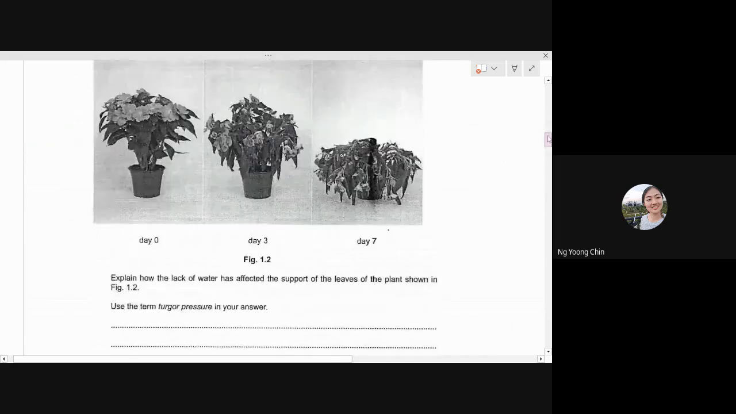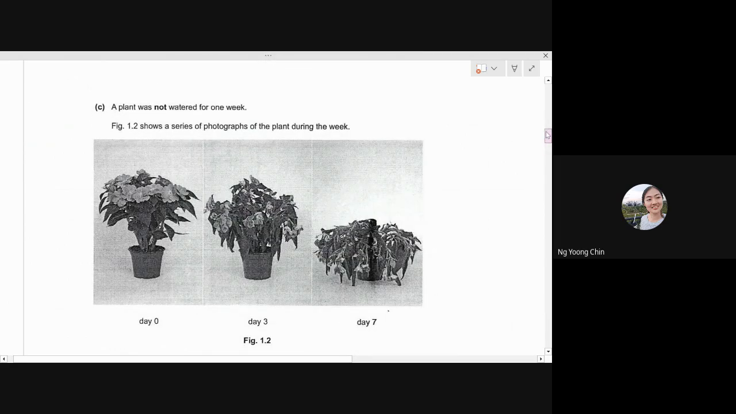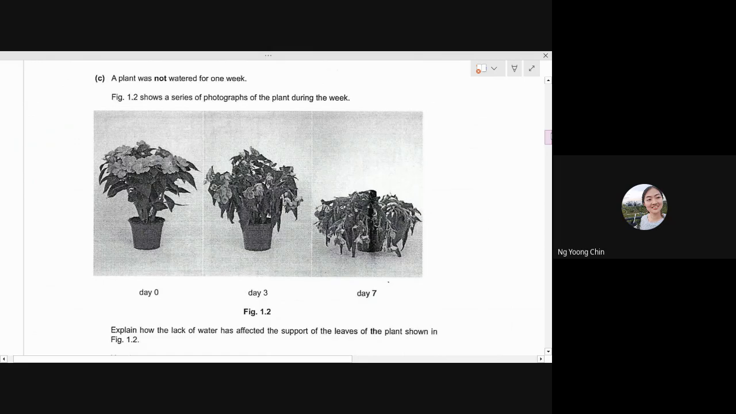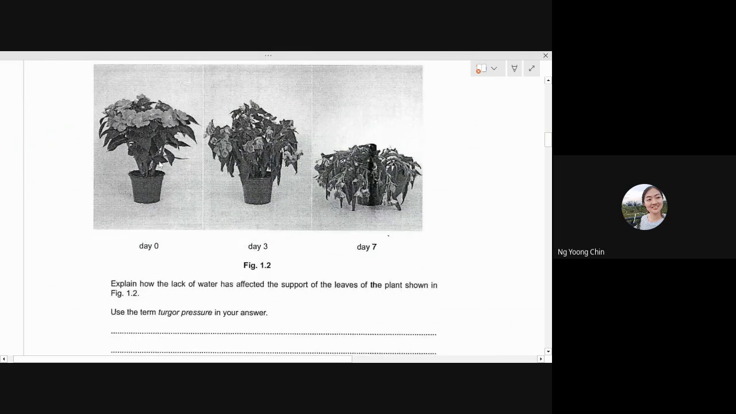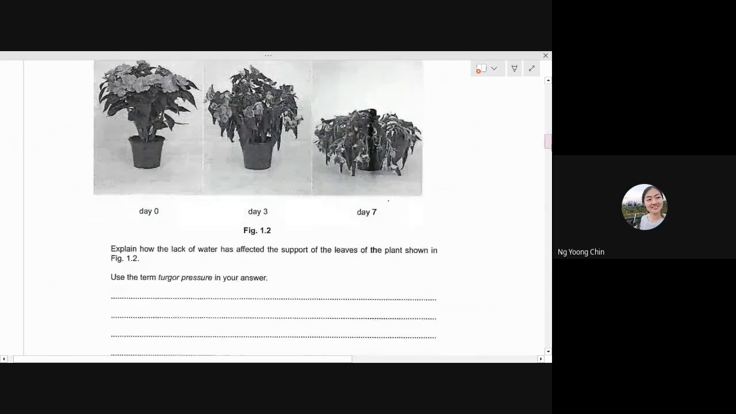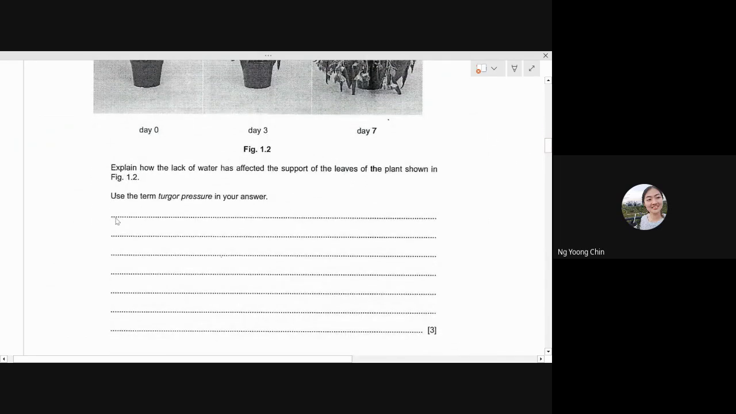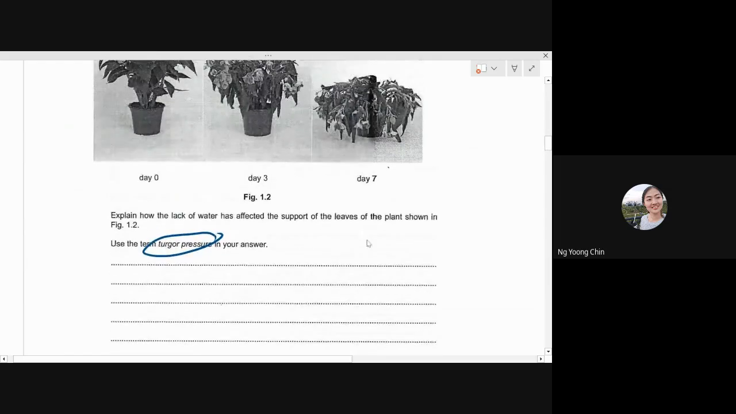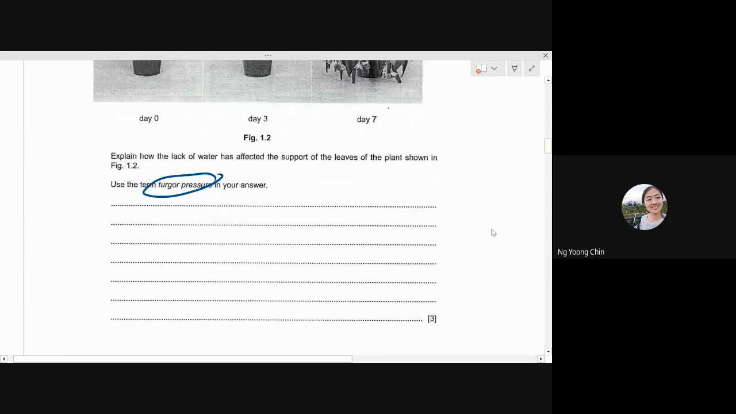Okay, then a plant was not watered for 1 week, so a series of photographs shows the plant during the week. You can see how the plant develops in this way, where the plant cells have wilted. Use the term turgor pressure in your answer. That means you should include it in your answer. 3 marks. Every time you answer a question, please remember to look at the marks. Please don't write about 10 points for just 3 marks. If there are 3 marks, just write about 4 points only. 4 points is enough for you.